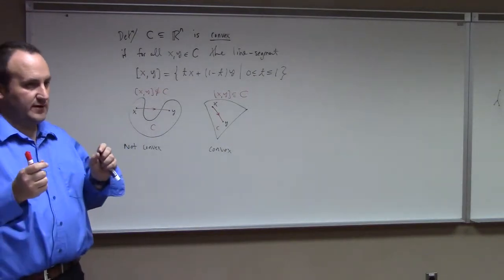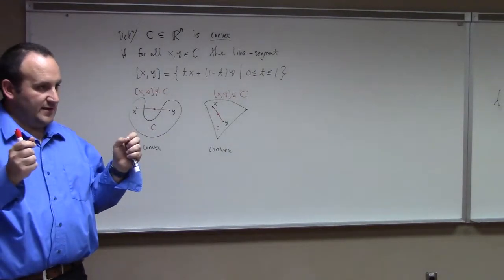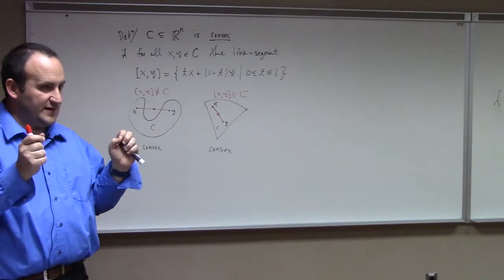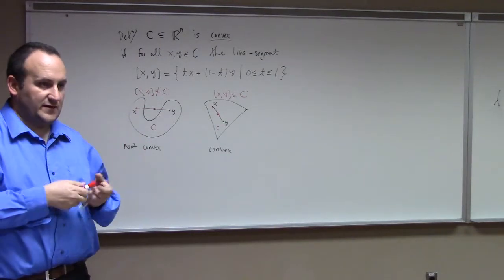If you can take any pair of points in a set, and the line segment connecting those points is in the set again, it's convex.